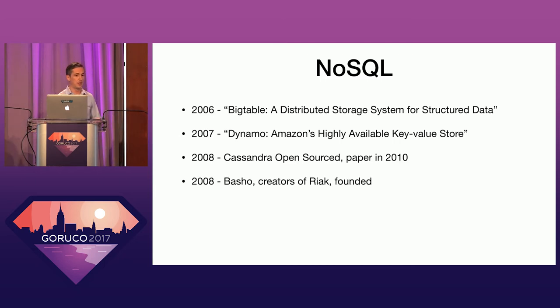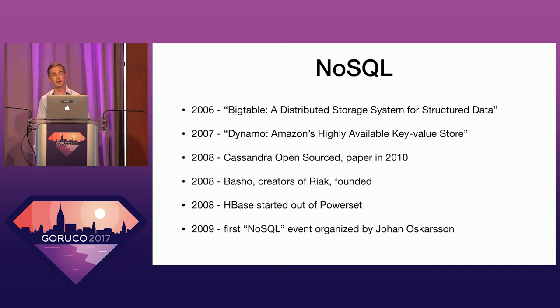2008 also, Basho was founded. They created Riak, which is also just another simple distributed key value store. They built some other stuff on top of it over time, but a very basic model. In 2008 also, HBase was created at PowerSet. That's the Hadoop implementation of kind of a Bigtable concept. And then finally, in 2009, we saw the first event that was actually labeled a NoSQL event.